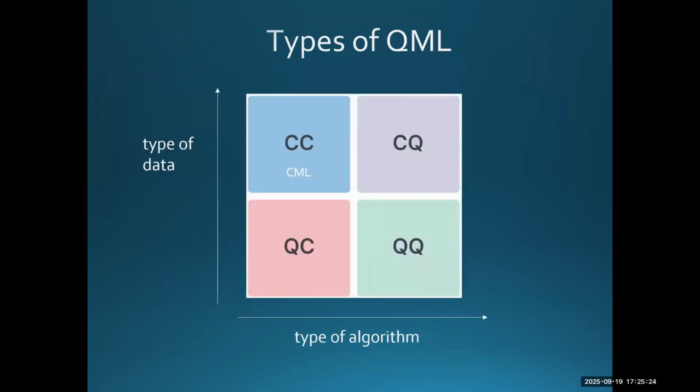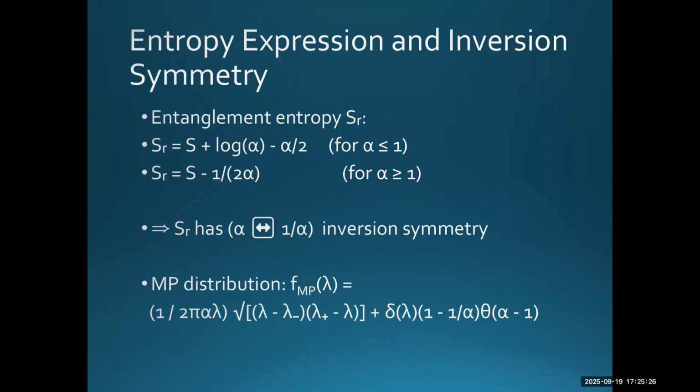So alpha was the ratio between N and P, right? Yeah. In machine learning, it is P over N. In black holes, it is omega over exponential S, the ratio of the dimension of Hawking radiation and the black hole, in the black hole case.